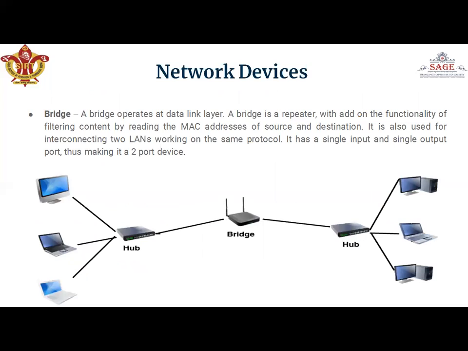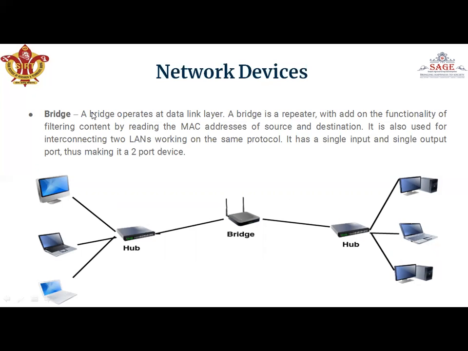Now the third one is the bridge. As you have already seen in the figure, this one is a network, a kind of LAN, and this one is another LAN, or we can say that it is a star topology. And in between these hubs, we are using a bridge. So what is that bridge doing?